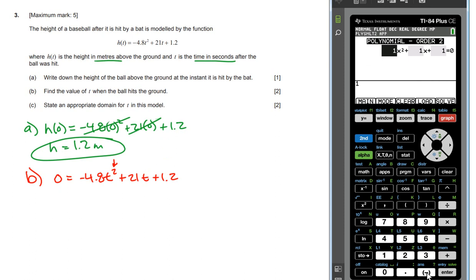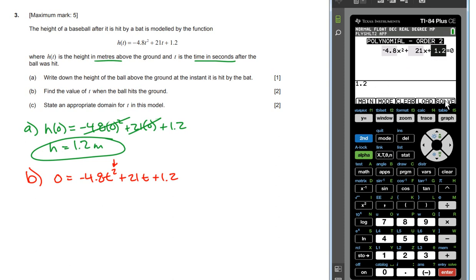Remember, if you want negative 4.8 instead of subtract 4.8, we have to push negative and then 4.8 and then enter, and it won't put that in there. And then this is plus, which is what it's supposed to be. So we just push enter. If it was negative or we wanted to change it to negative, you just type that in. Next number we want is 21. Push enter. And then the next one is plus. That's already there. And then we've got 1.2. And we push enter so that it puts that in there.